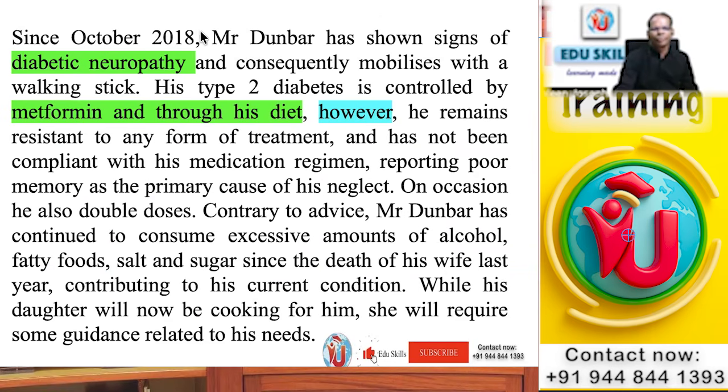Since October 2018, Mr. Dunbar has shown signs of diabetic neuropathy and consequently mobilises with a walking stick. His type 2 diabetes is controlled by metformin and through his diet. However, he remains resistant to any form of treatment and has not been compliant with the medication regimen, reporting poor memory as the primary cause of his neglect. On occasion, he also double doses.